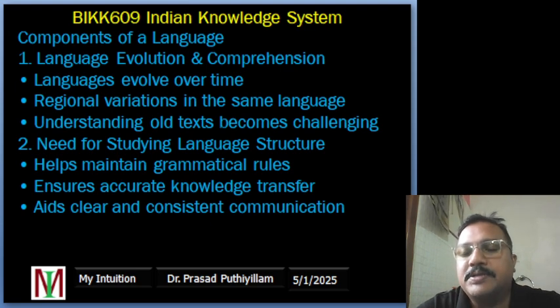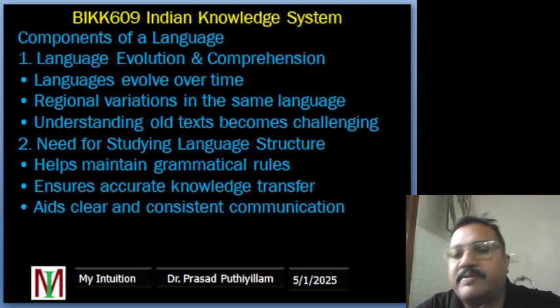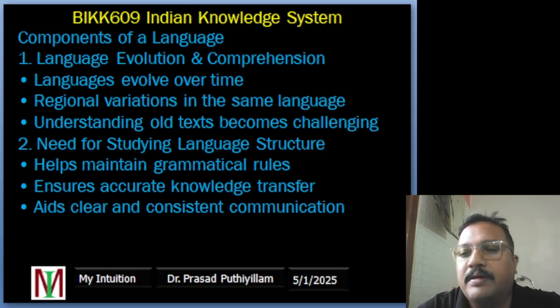Every language has its own rules: its grammar, word forms, and sentence patterns. Learning these rules will help us to use the language correctly. For example, if someone is learning Hindi, knowing the grammar will help him to speak and write it in the right way. Studying how language is built will also help us to pass the knowledge from one generation to the next generation.